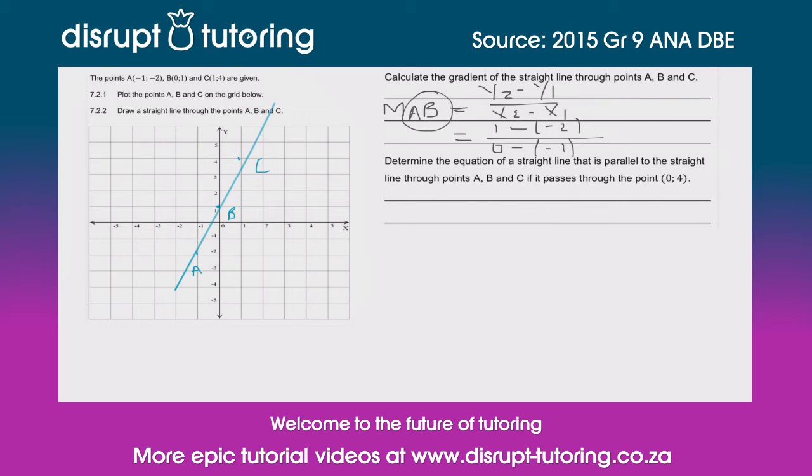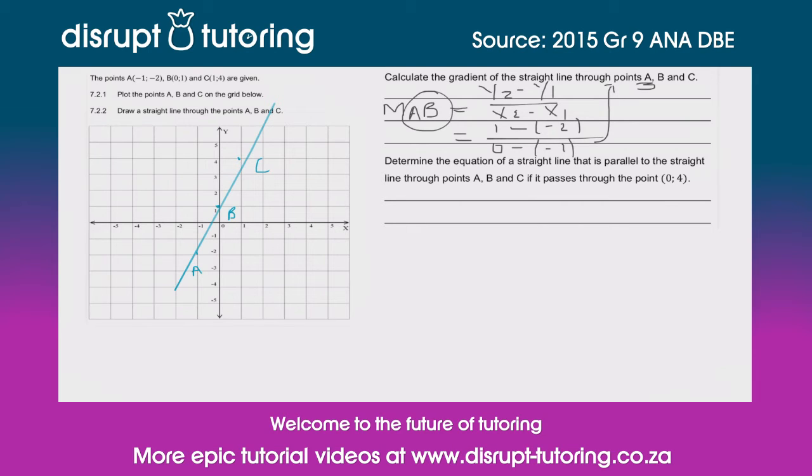Okay, so now we can simplify that. I'm going to simplify it up at the top here. So it's going to be 1 minus -2, so that's going to be 1 plus 2, and that is 3. And at the bottom, we've got 0 minus -1.